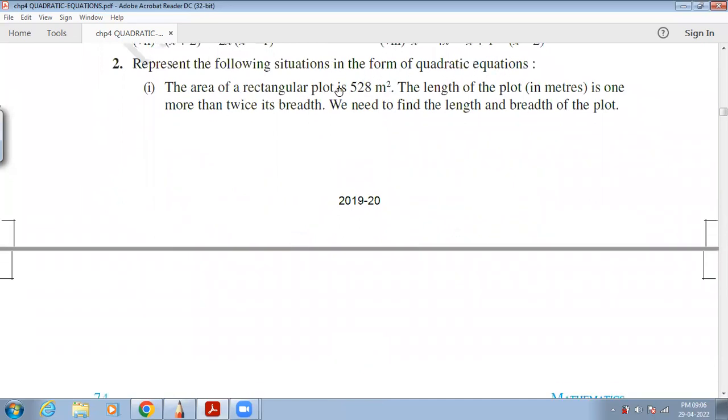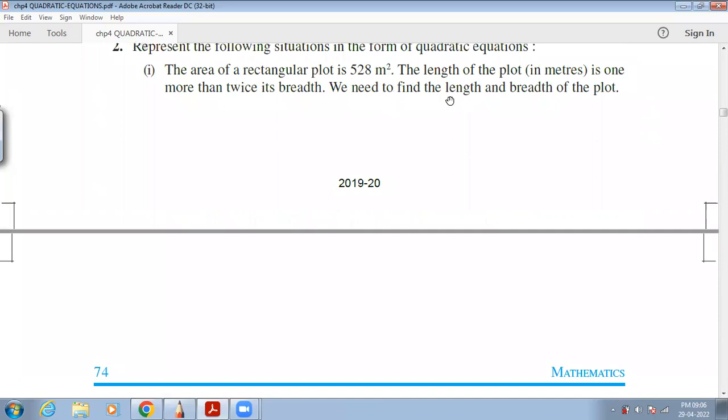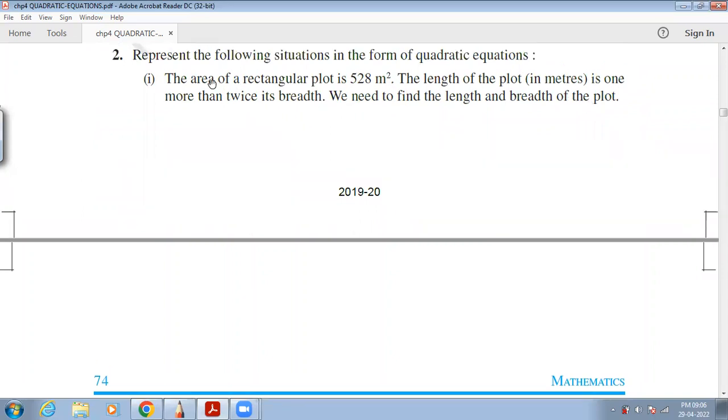Okay, the area of a rectangular plot is this much. The length of the plot is 1 more than twice its breadth. We need to find the length and breadth of the plot. One thing you also need to understand: when they are asking to represent the following situation, you don't have to solve the quadratic equation. You just need to represent it as a quadratic equation. That's all you need to do.